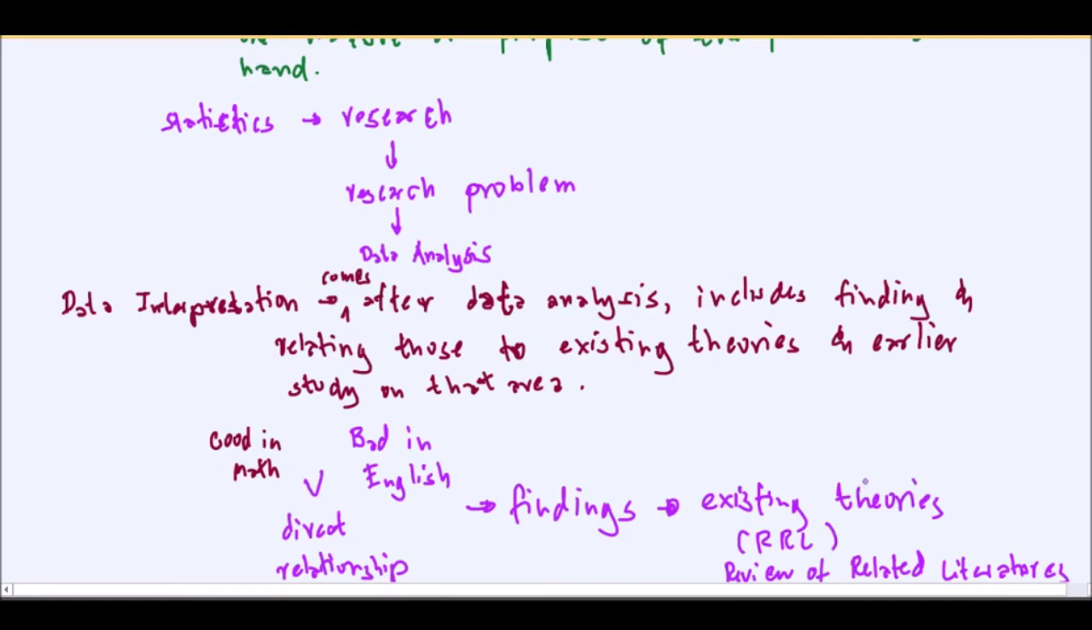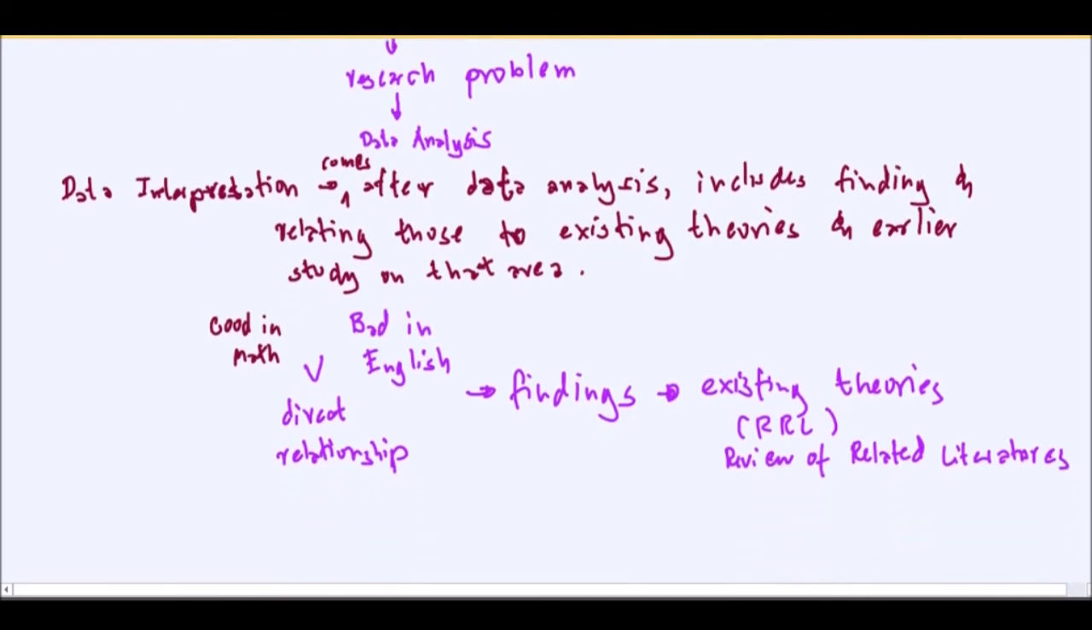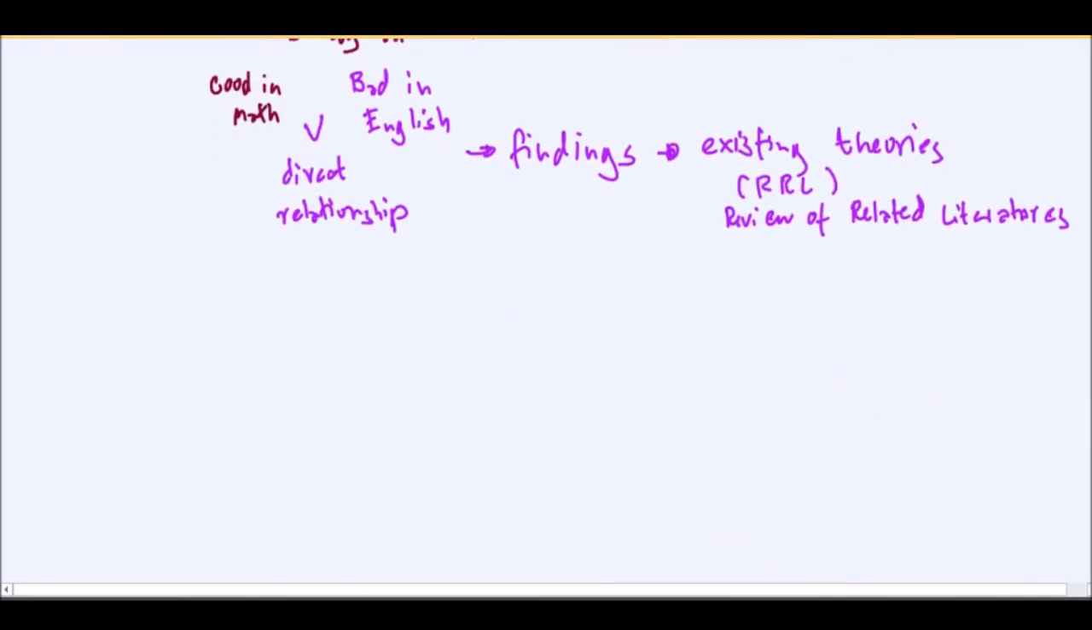If your findings are in agreement with the existing theory, you cite the factors, or you cite the characteristics of your data or of your findings that are in agreement with the existing theories. If it is against the existing theories, you will also cite the characteristics or the factors of your findings. Okay, so those are the branches, or those are the processes in statistics.